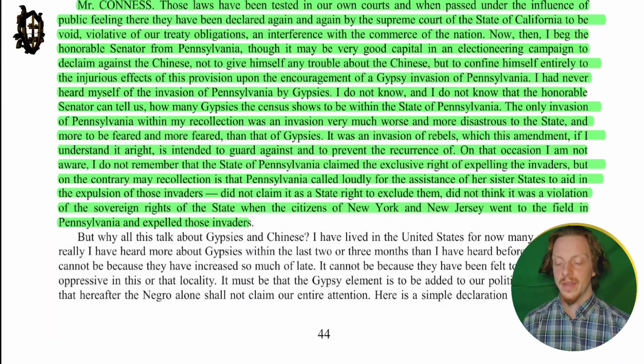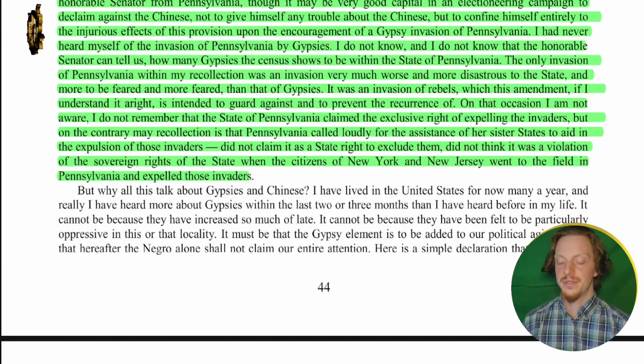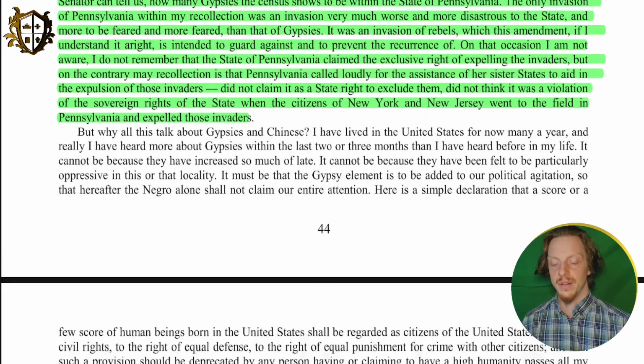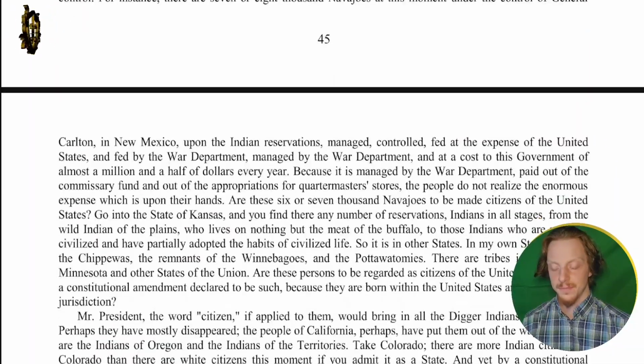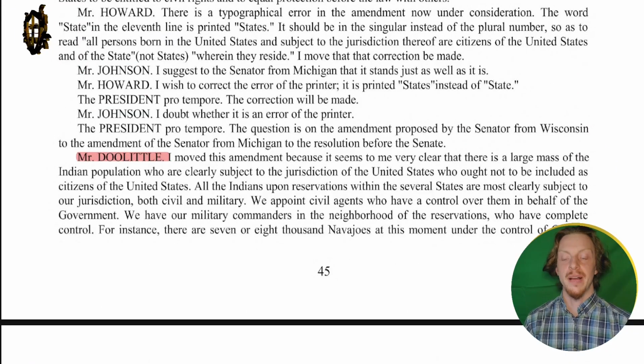On that occasion, I do not remember that the state of Pennsylvania claimed the exclusive right of expelling the invaders. On the contrary, my recollection is that Pennsylvania called loudly for the assistance of her sister states to aid in the expulsion of those invaders. She did not claim it as a state right to exclude them, and did not think it was a violation of the sovereign rights of the state when the citizens of New York and New Jersey went to the field in Pennsylvania and expelled those invaders.